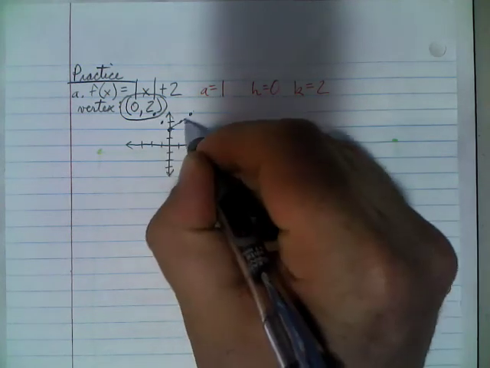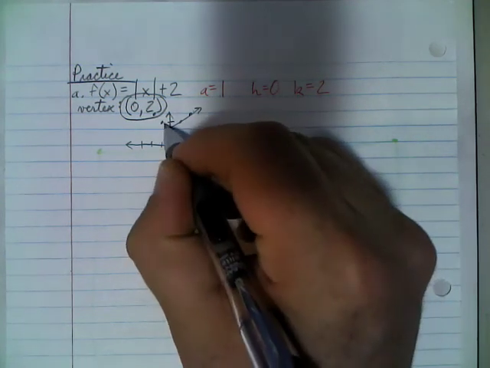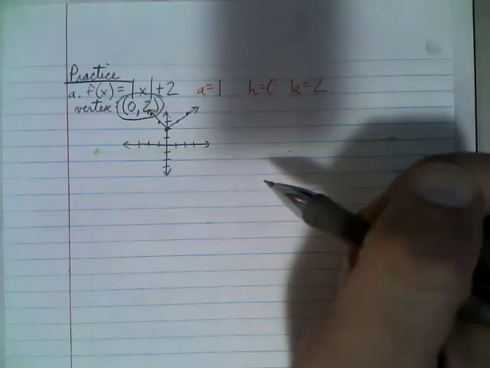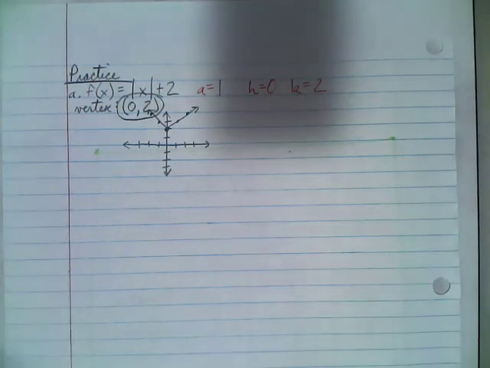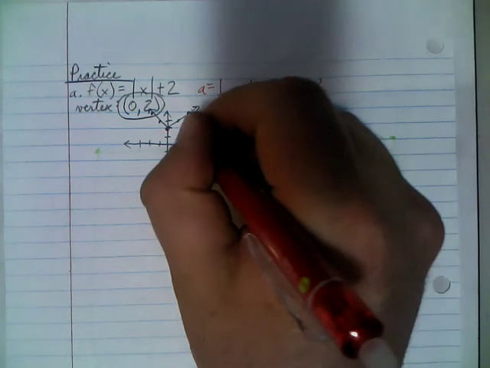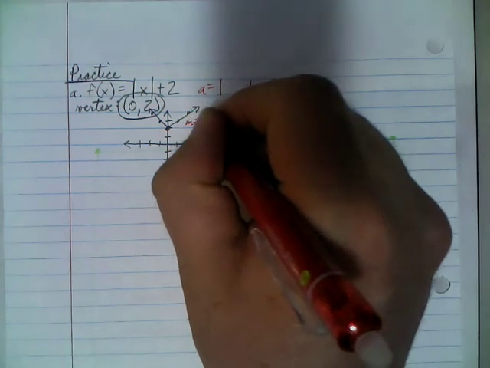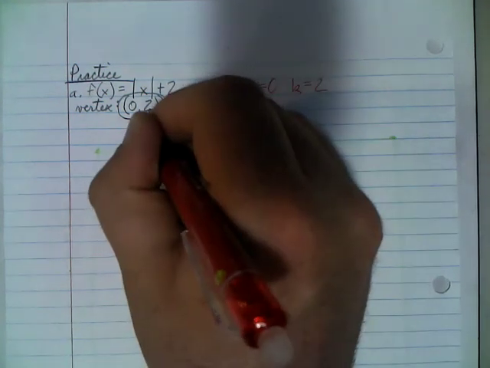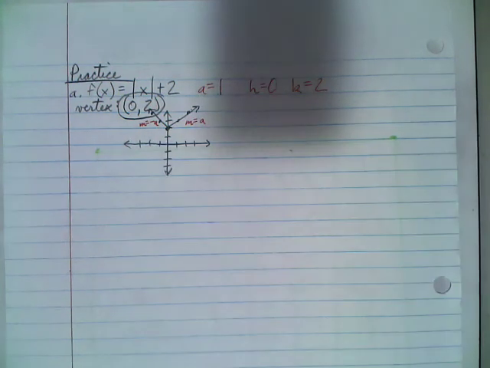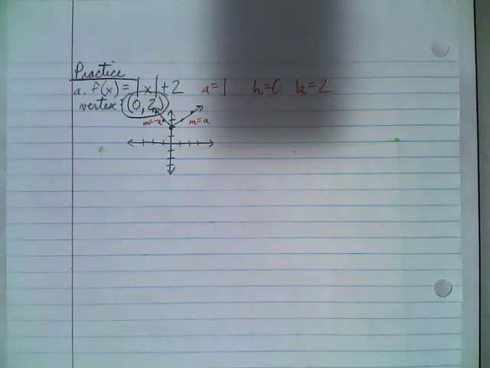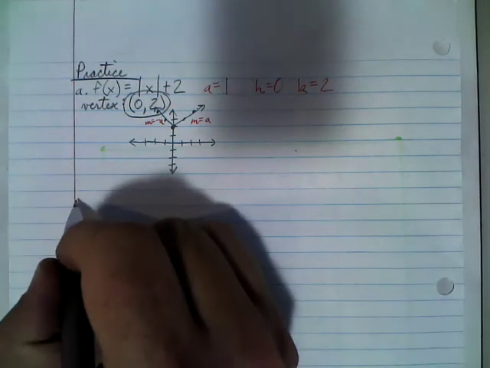And so if I draw my V now, there's my graph. So again, this has a slope of A, this has a slope of negative A. And there's my vertex and my graph. Let's take a look at B.